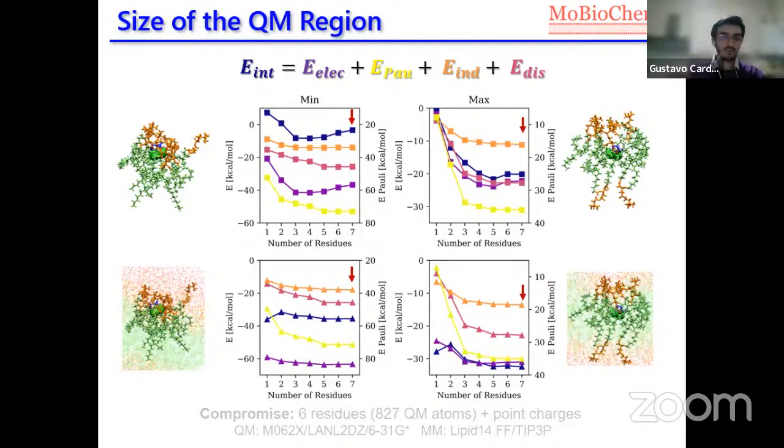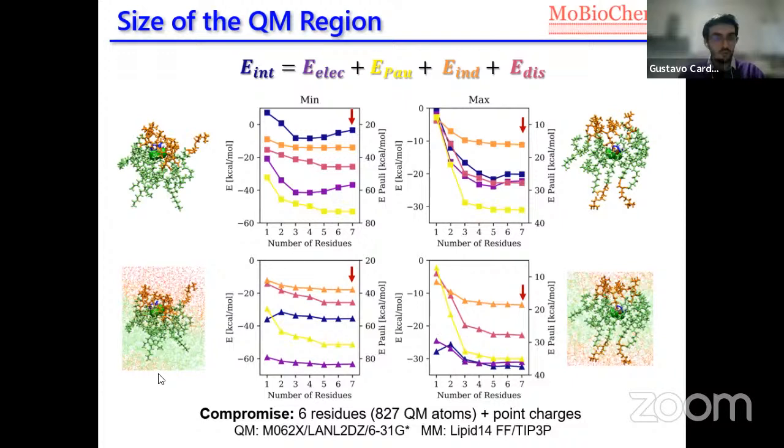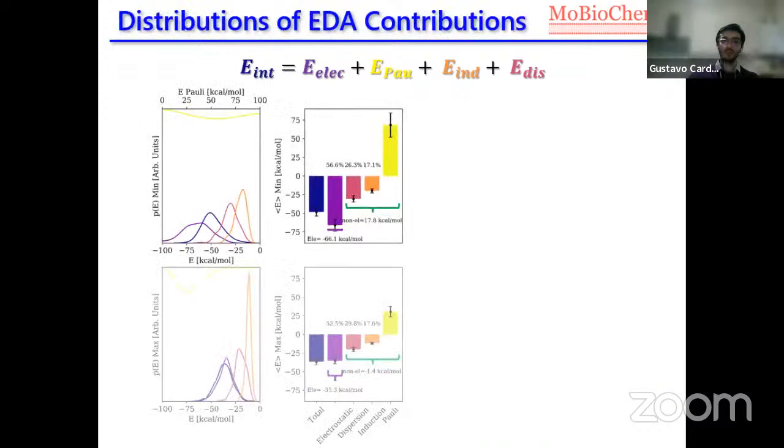This is in no way an absolute truth, especially because a more proper analysis would have been to take all the geometries along the trajectory and perform these convergence analyses, but this would be extremely unfeasible. Another thing here is that we chose this number of residues, so overall 827 QM atoms, and this along the entire classical molecular dynamics simulation.